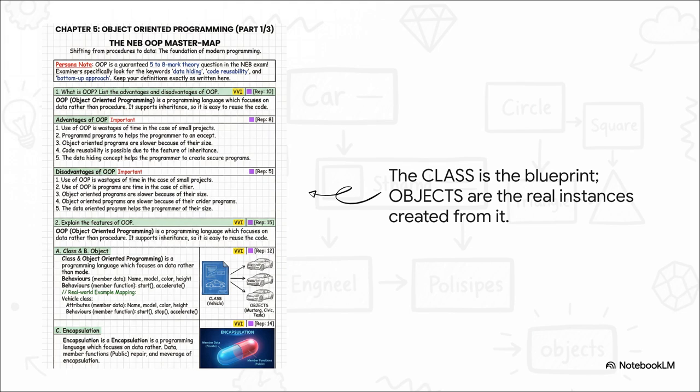And here's a perfect example. On the left, you see the class called vehicle. That's our blueprint. It lays out the rules. Every vehicle must have a model, a color, and it should be able to start and stop. Then on the right, you see the objects. These are the actual cars, the Mustang, the Civic, the Tesla. They're real things built using that blueprint, and each one has its own specific details.